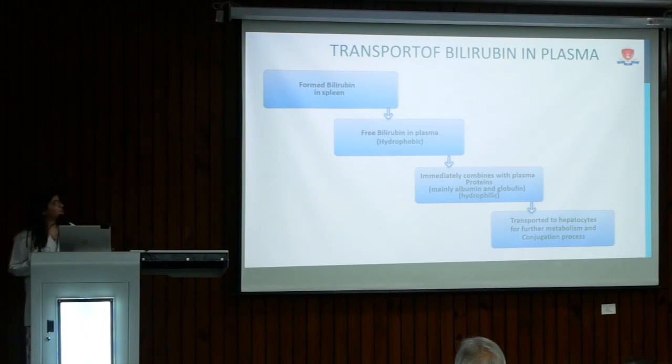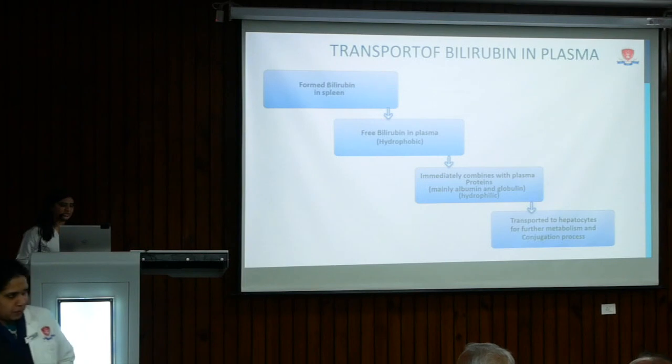Step 2. Transport of bilirubin in plasma. The bilirubin which was formed in the spleen is unconjugated bilirubin, hence it is hydrophobic in nature. So for its transport, it immediately combines with plasma proteins such as albumin and globulin to form a hydrophilic complex, and then it is transported to hepatocytes for further metabolism and the conjugation process.